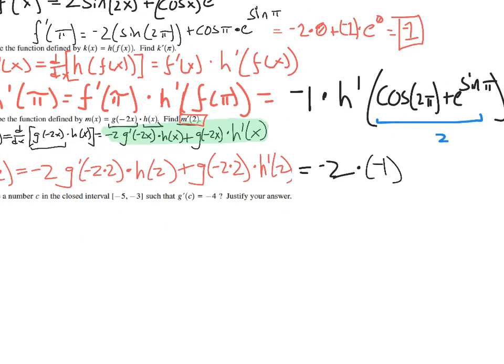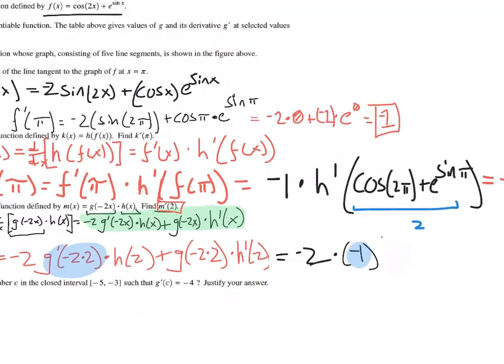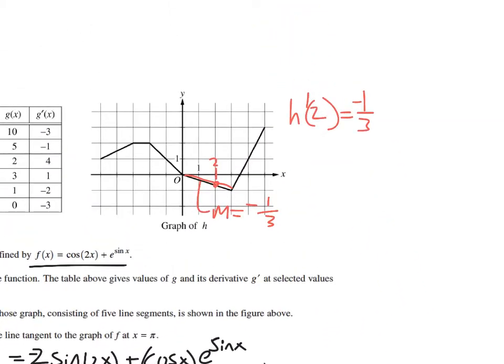So this guy became negative 1, okay? Times h of 2. Well, how do we find h of 2? Well, we have h as a graph. So here's the graph of h. So this is saying that when x is 2, we have a negative y value here.